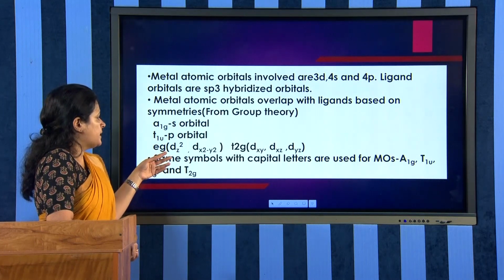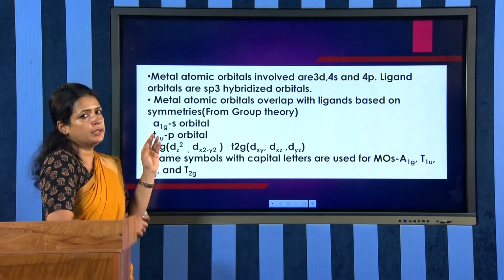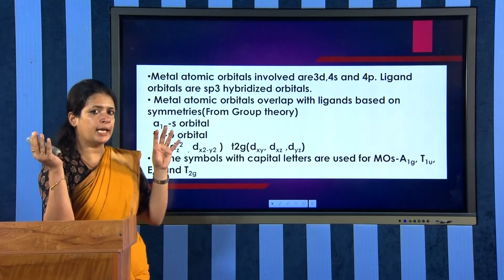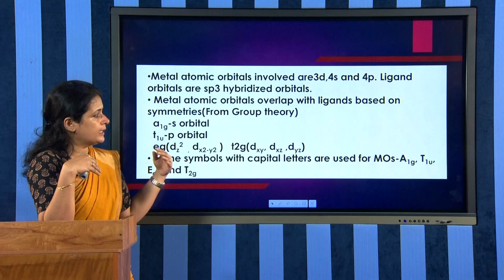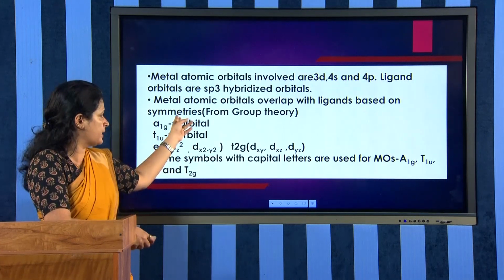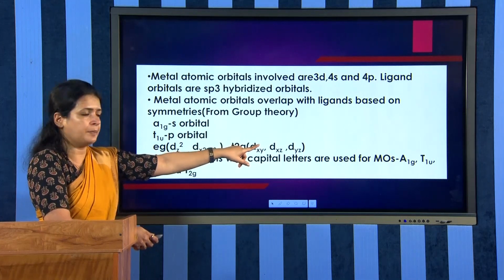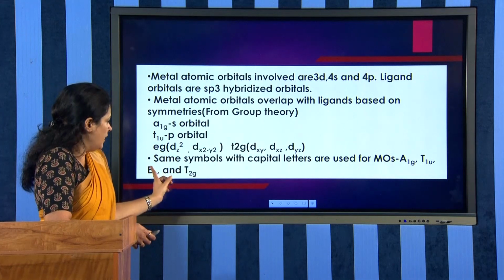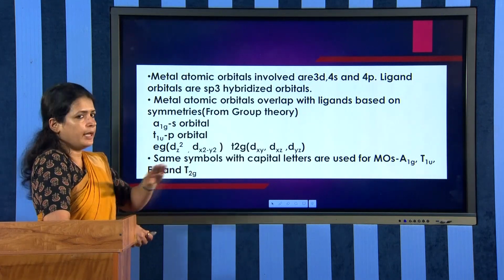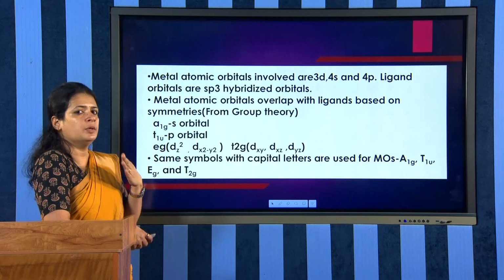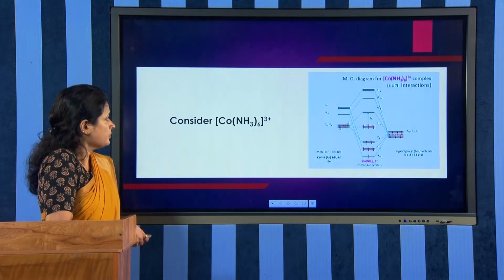The same symbol is given with capital letters for the molecular orbitals. We know that the atomic orbitals of the metal and the ligand group orbitals combine to form the molecular orbitals, and the designation of molecular orbitals is simply as above, but with capital letters: A1G, A is capital; T1U, T is capital; EG, E is capital; and T2G, T is capital. This is the way we distinguish between atomic orbitals and molecular orbitals.